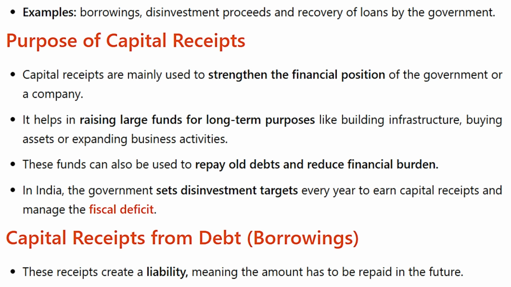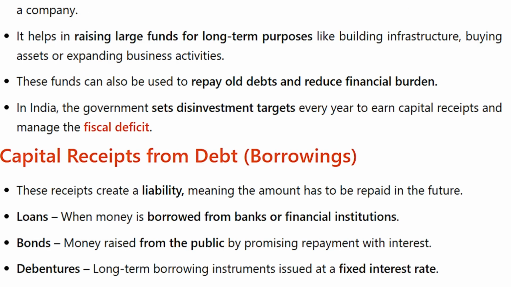Capital receipt from debt, borrowing. These receipts create a liability, meaning the amount has to be repaid in the future. Loans: when money is borrowed from banks or financial institutions. Bonds: money raised from the public by promising repayment with interest. Debentures: long-term borrowing instrument issued at a fixed interest rate.